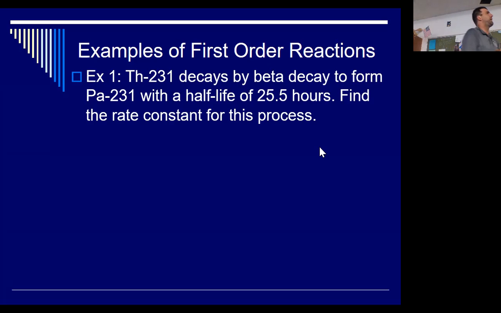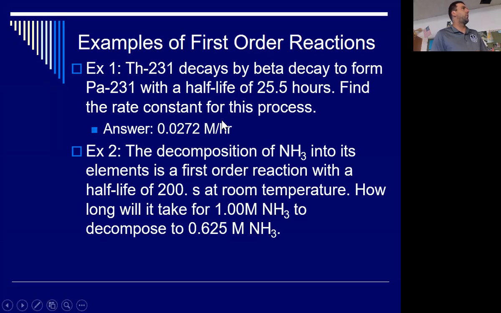All right, so that's the question. Thorium-231 decays by beta decay to form protactinium-231 with a half-life of 25.5 hours. Find the rate constant for this process. Let me know when you have it all written down. I'm going to switch my screens out. We can go from there. While we're doing this, skip some room. I don't really care that you know the answer. I want you to go ahead and write the second example down. You're probably going to go to another page.